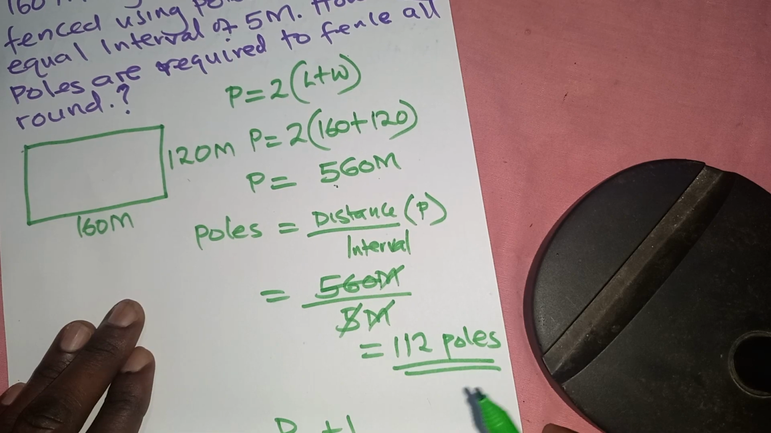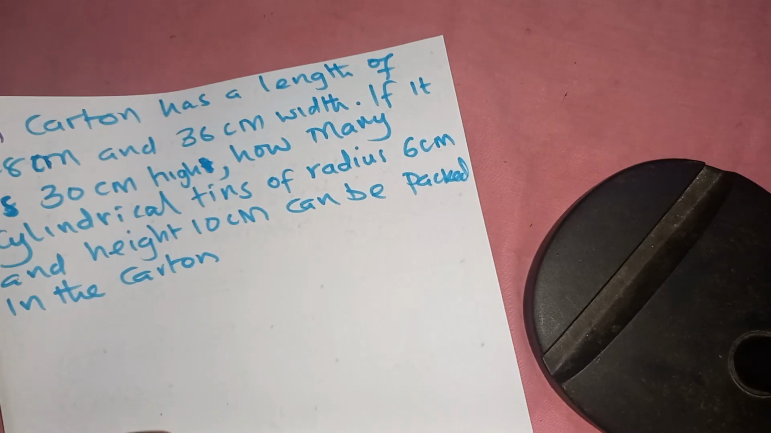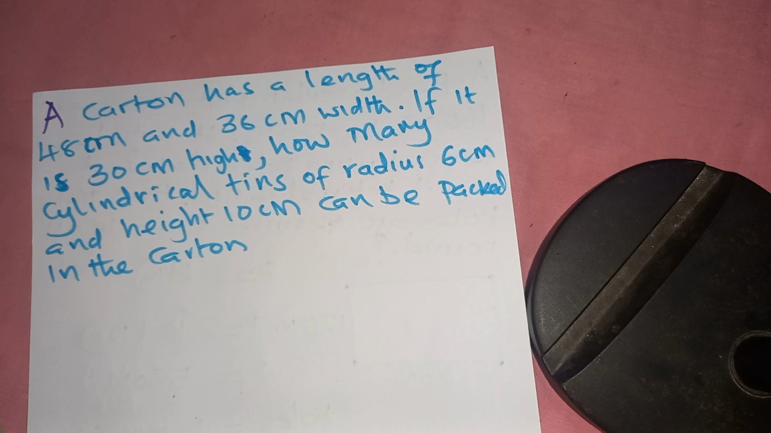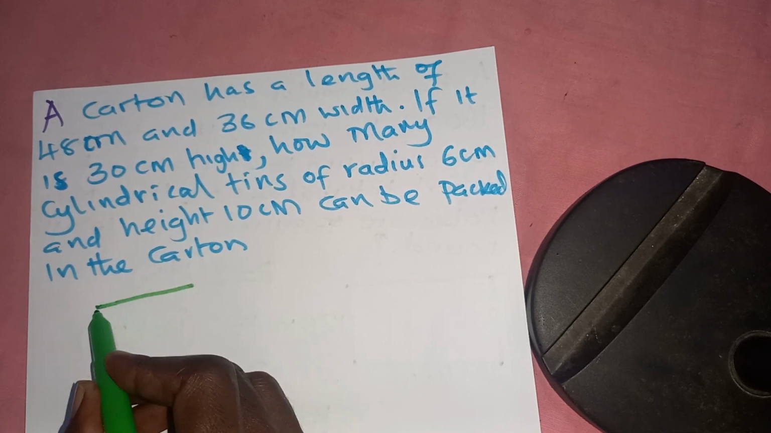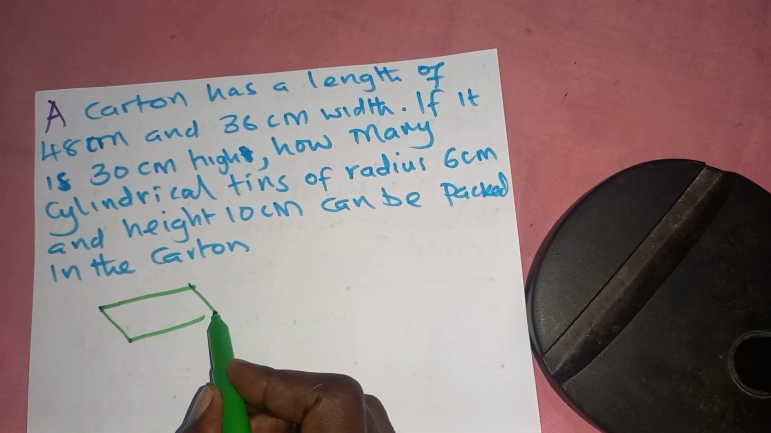Let us move on to our next question. Our next question says, a carton has a length of 48 centimeters and 36 centimeters width. If it is 30 centimeters high, how many cylindrical tins of radius 6 centimeters and height 10 centimeters can be packed in the carton? So this is a carton. You can draw the sketch of the carton.